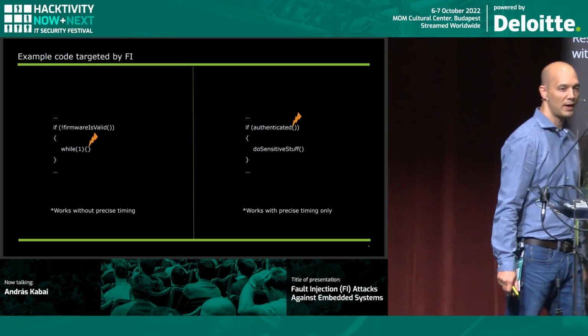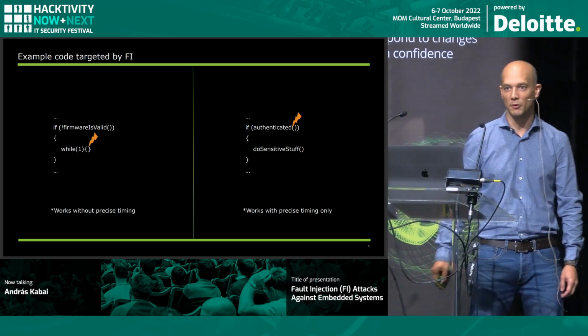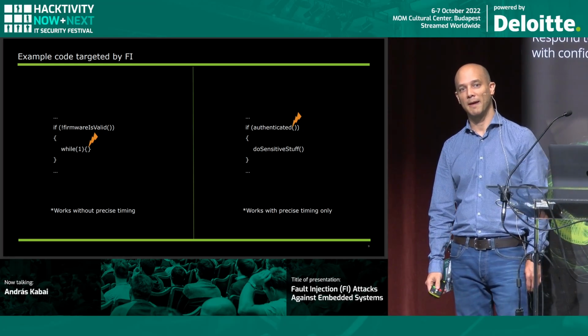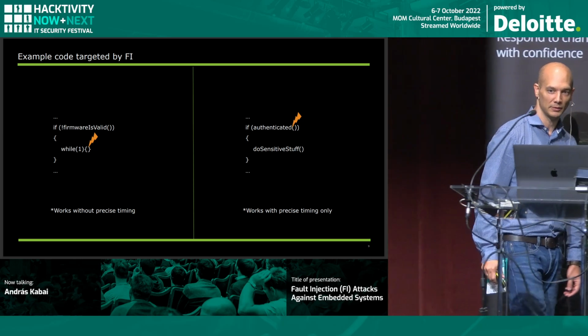So this is why fault injection is very powerful, because software-based security can be bypassed by hardware-based attacks.